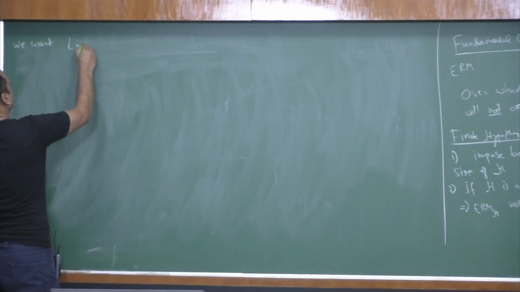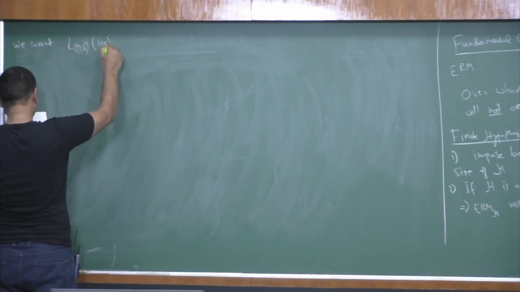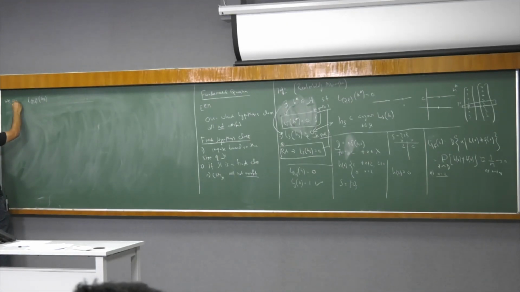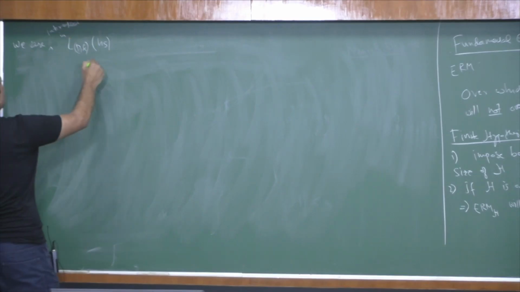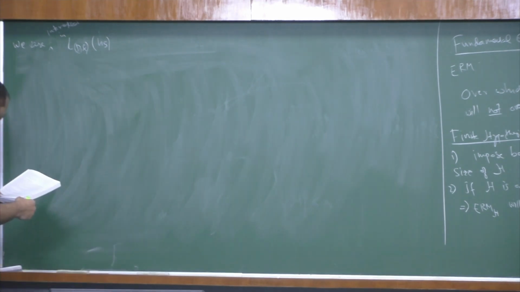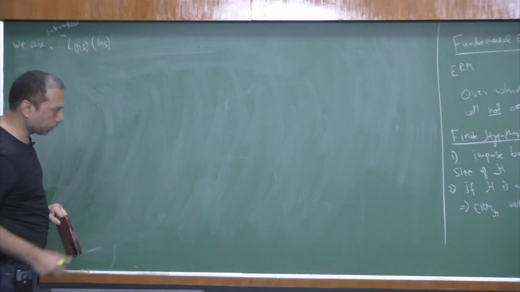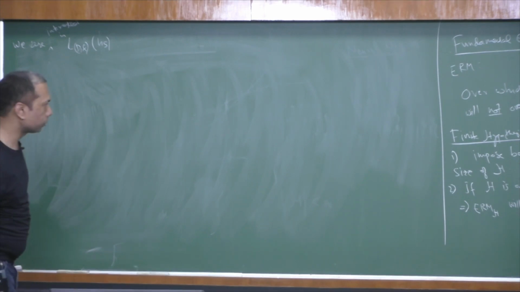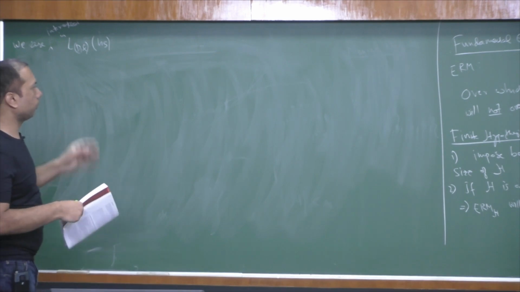So what we want is that L_{D,f}(h_S) is 0. Ideally it should be 0, but we are interested in this being close to 0. Obviously it depends on the distribution and the samples. What kind of samples you pick has a role, and what kind of underlying distribution it is. These will play a role when we try to prove learnability.